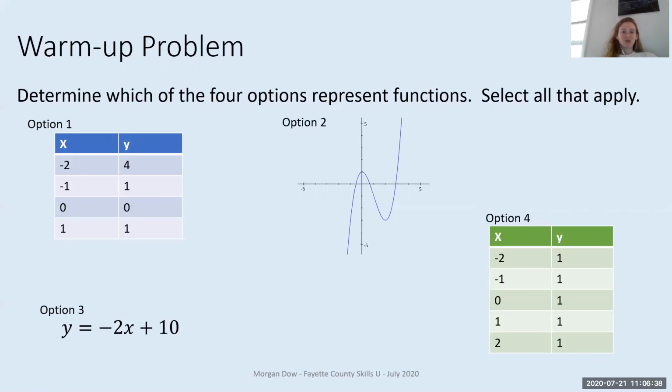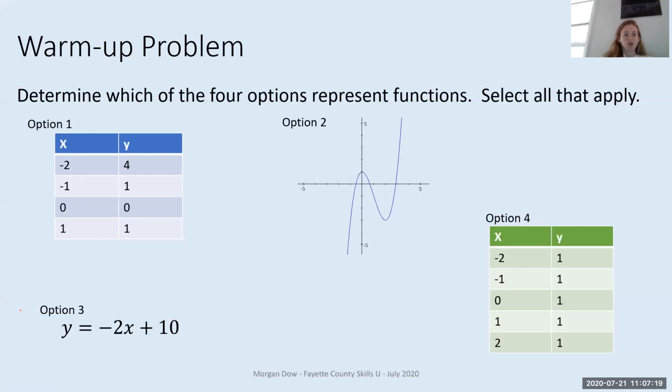So this question says, determine which of the four options represent functions. Select all that apply. First thing we need to do is remember what a function is. A function is a relationship between input and output, or between x and y, where there's exactly one output for each input. That's the basic definition of a function: a special kind of relationship between two variables, where there's exactly one output for each input.